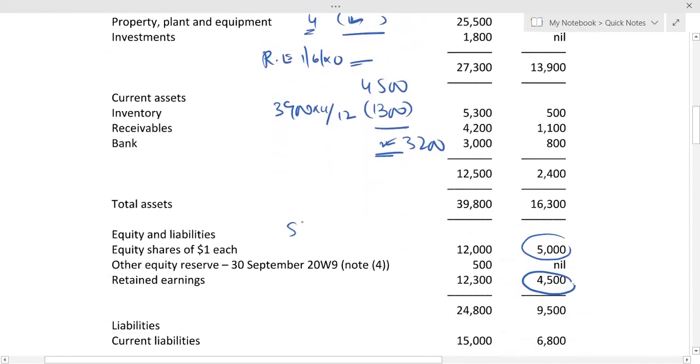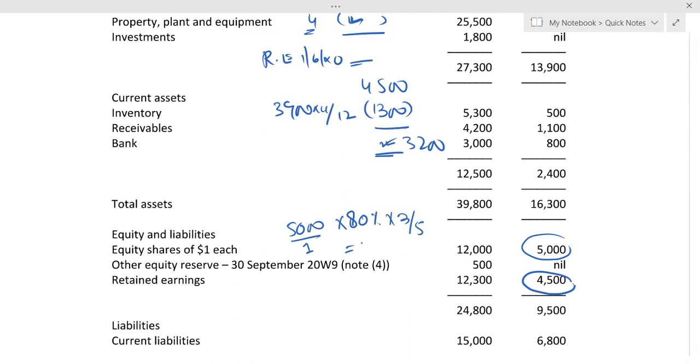The subsidiary's share capital is 5,000. Par value is 1, so obviously the number of shares will be 5,000. Parent has acquired 80% of that, and parent has issued 3 shares against 5. If I calculate how many shares parent has issued: 5,000 times 80% times 3 by 5, I'm getting 2,400. Logically, parent has issued 2,400 shares. If one share has a market value of 5, it means the share exchange has a fair value of 12,000.